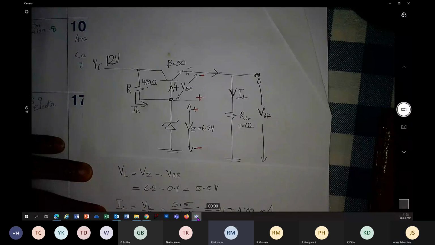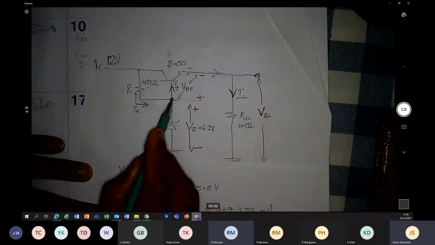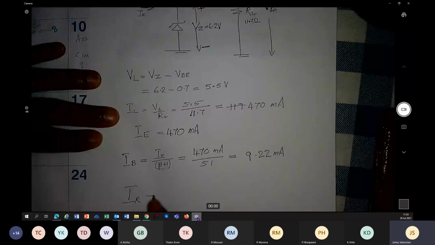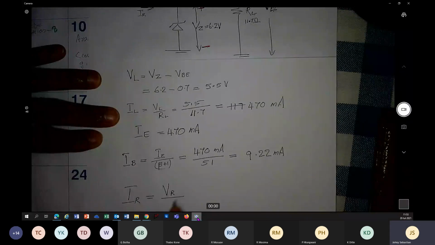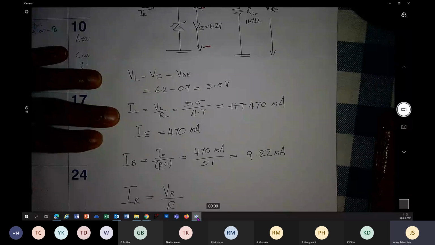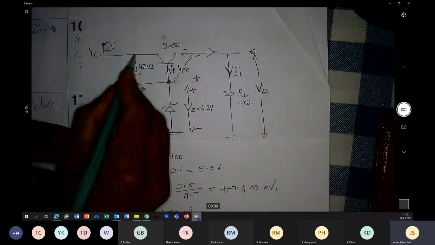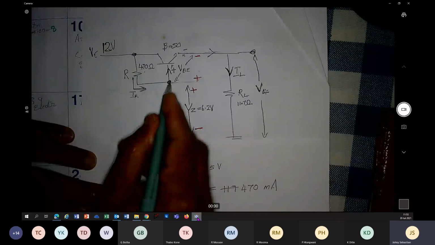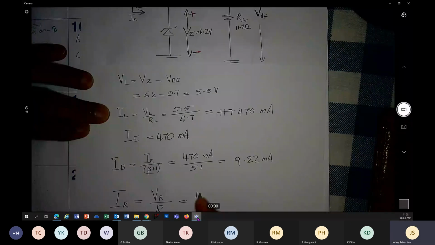the 6.2 volts. So first, IR, basically voltage across R divided by R. That's our Ohm's law. Look, one end of the R is connected to 12. Other end of the R is same as your Zener diode voltage. So this is 12 minus 6.2 divided by 470.